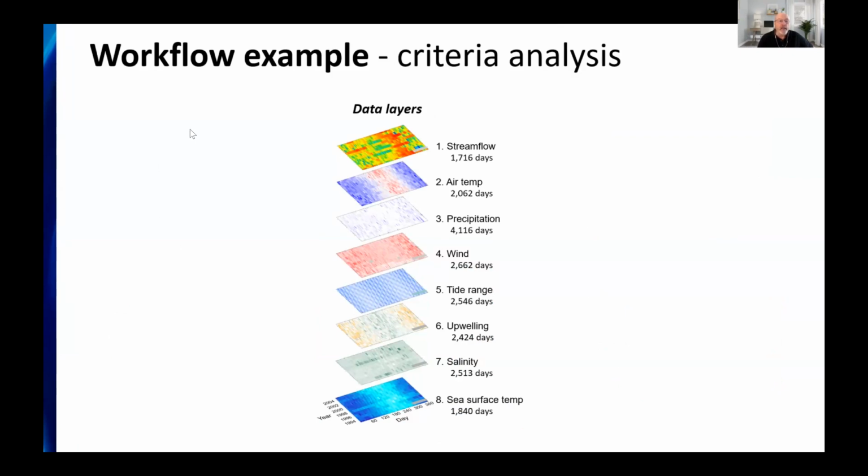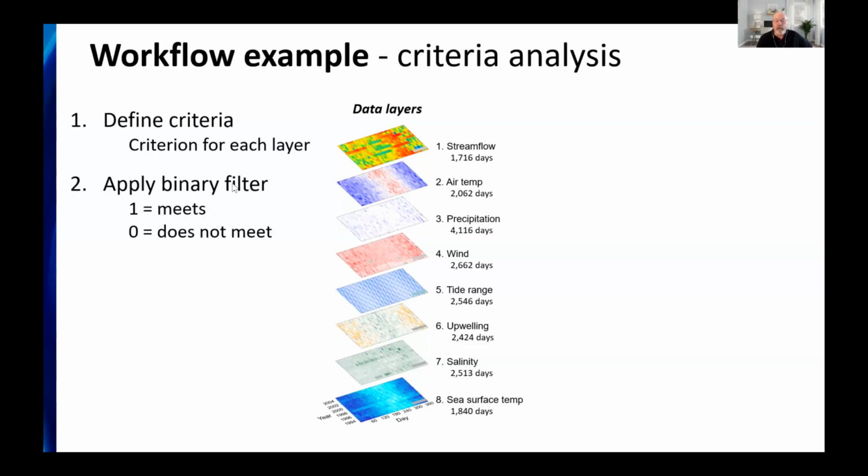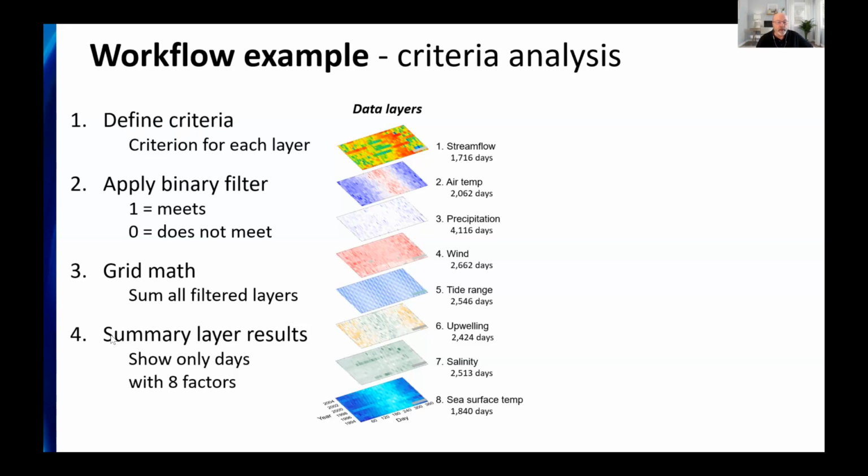And she had a workflow. First of all, you define the criteria, the thresholds that are important for whatever it is you're studying. So each layer has its own particular criterion. You simply apply a binary filter: if a particular day meets that particular criterion, you assign it the number 1. Otherwise, you assign it the number 0. And you do this for all 8 layers. Then you simply add up each of the layers. So each day you'll see how many ones there were for those different layers. And then you'll have the summary layer here.